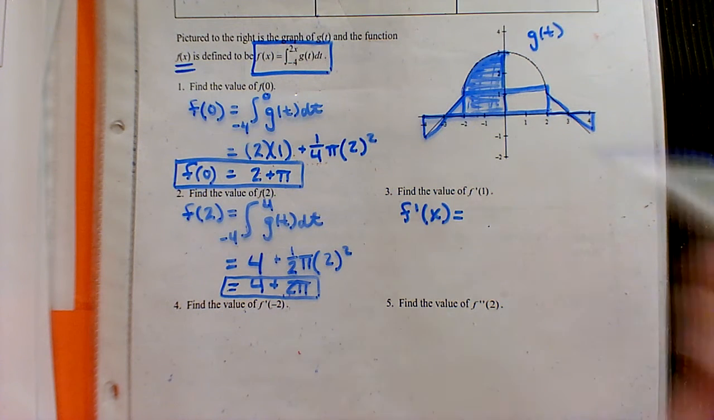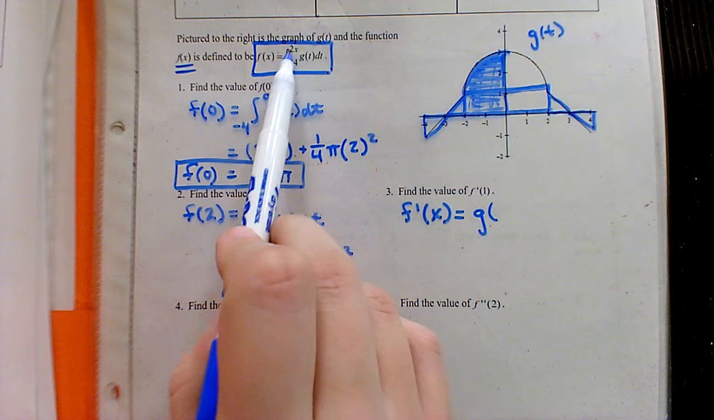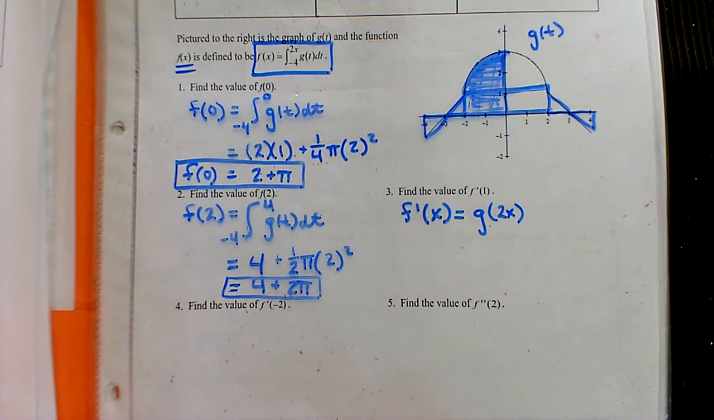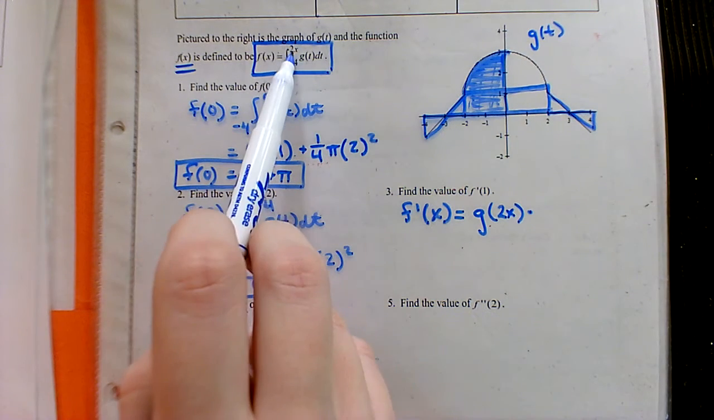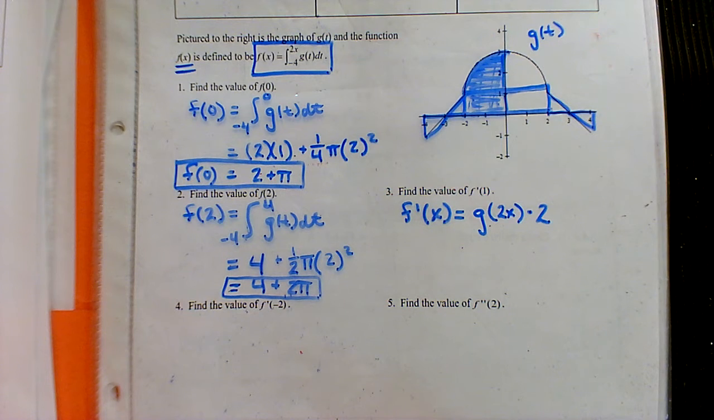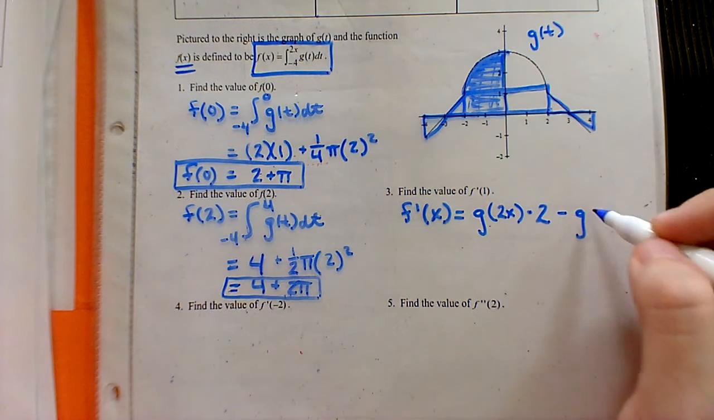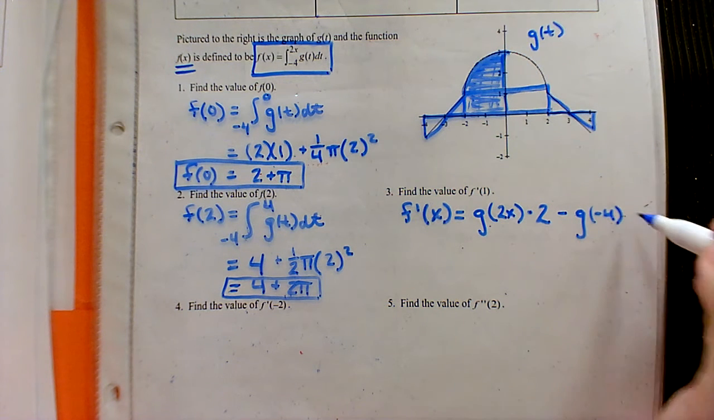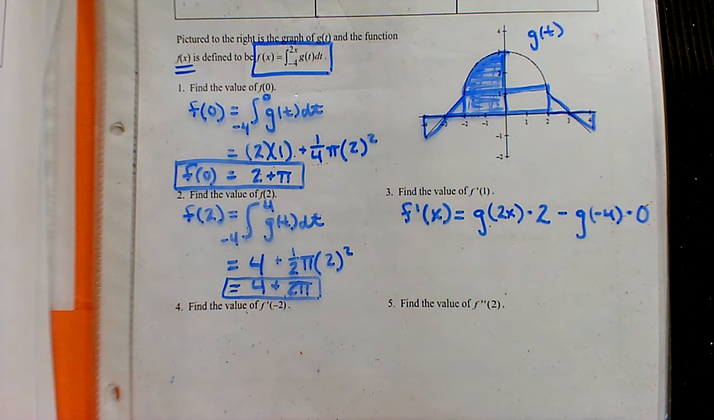What do you think, Joseph? You plug in the top into the function. So if we plug in 2x, that would be g of 2x. And then you multiply by the derivative of that bound, which would be 2. Then you subtract the same thing for the bottom. Subtract, plugging in the bottom bound, so that'd be g of -4, times the derivative of the bottom bound. The derivative of -4 is just 0.